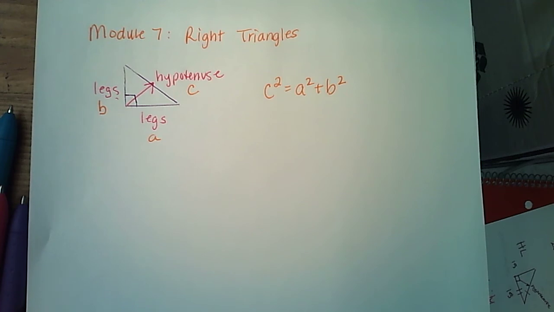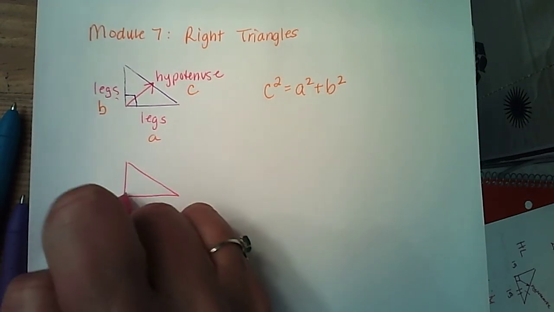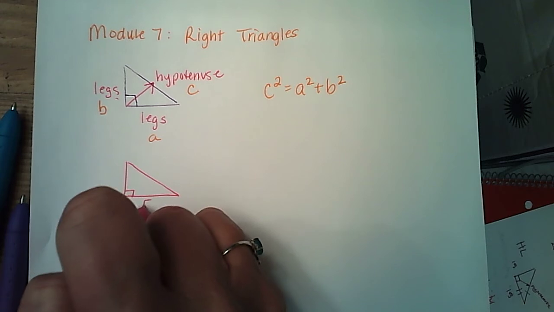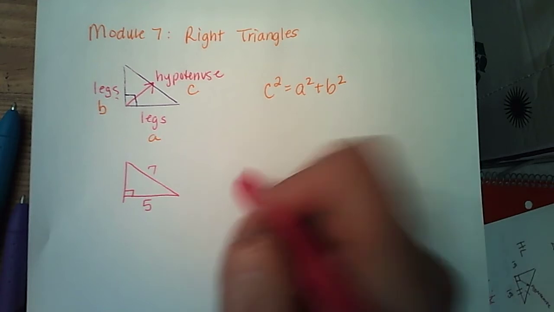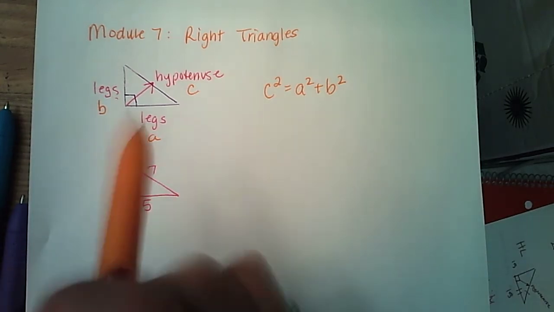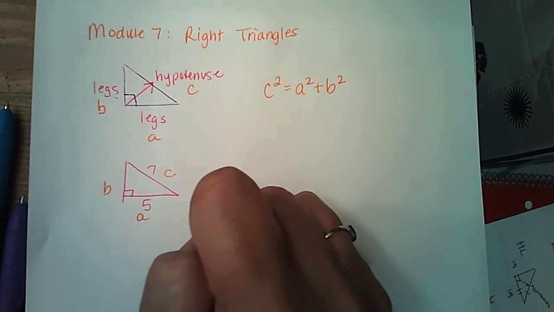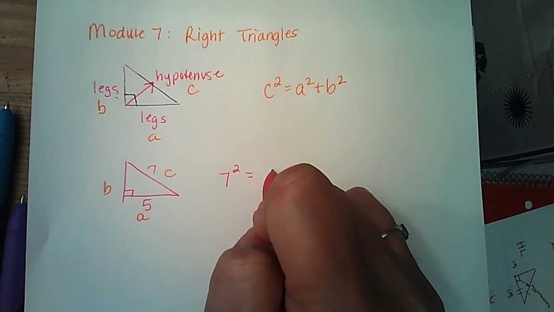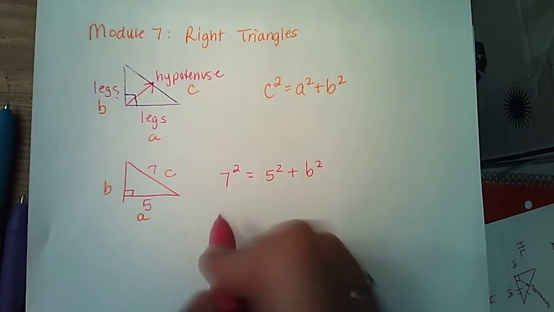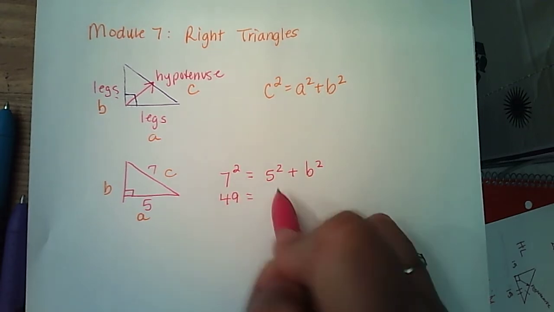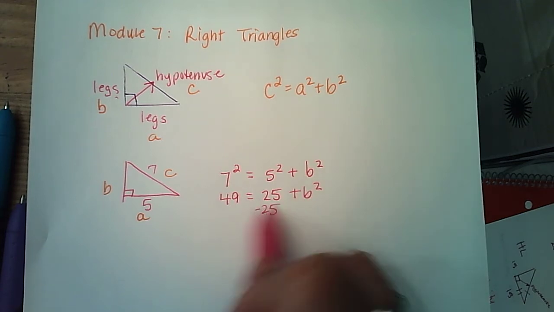So the first part of the unit, you were just finding a missing piece. What does that mean? That means I was given a right triangle. Let's just say that one leg was 5, and let's look for the other leg. We'll make the hypotenuse 7. So you just identified he was A, he is B, and he is C. So I had 7 squared equals 5 squared plus B squared, because I'm looking for B. So now 49 equals 25 plus B squared. I have to subtract the 25 from both sides.